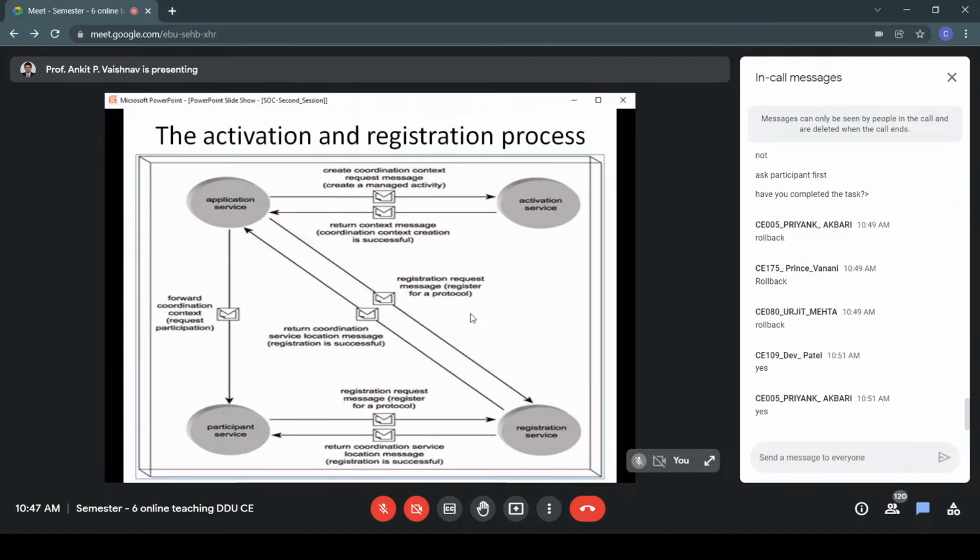Right? Okay. Now you might have a question, what is activation process over here? So can anyone tell me what is activation process? We have described this activity as activation and registration process of WS coordination. So what do you understand by activation process in this scenario, which is shown to you in this slide? Activation is equal to what?